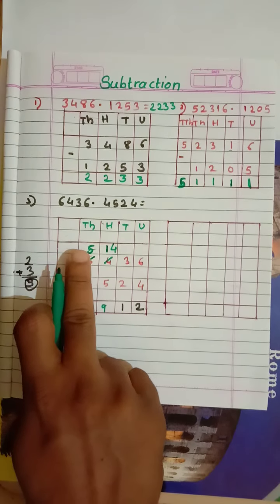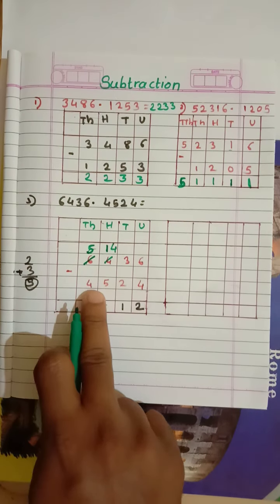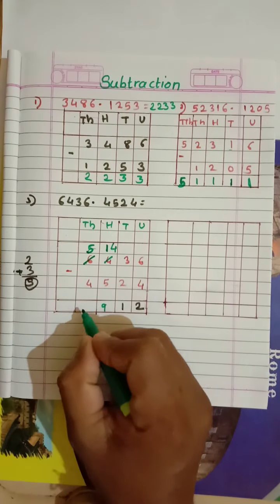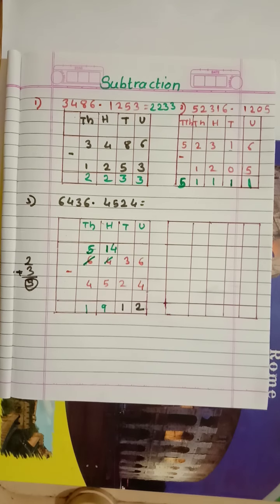Now here look at this. This is 5 and here 4. Bigger and smaller, the order is fixed. 5 minus 4 is equal to 1. Final answer is 1912. 1912 is the final answer.